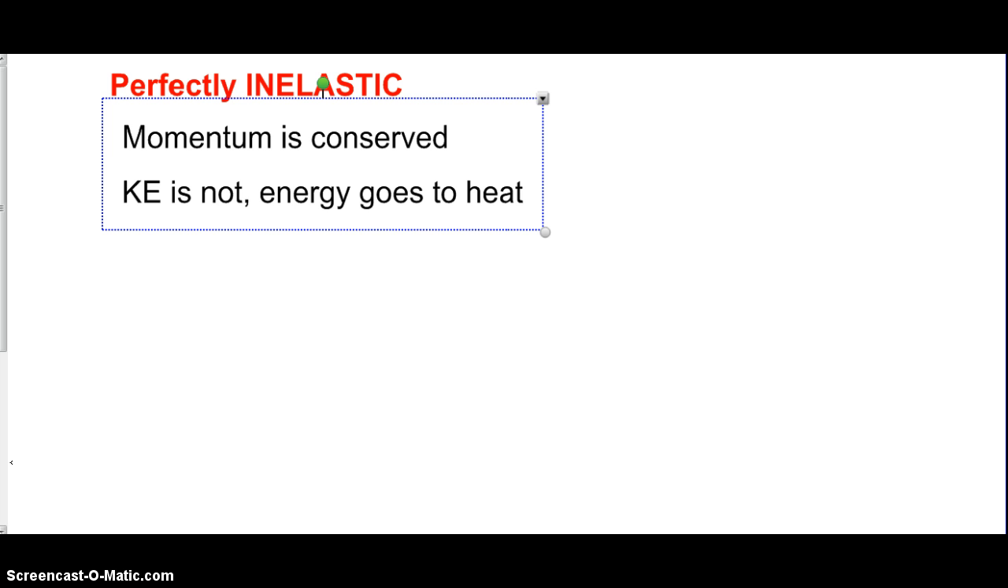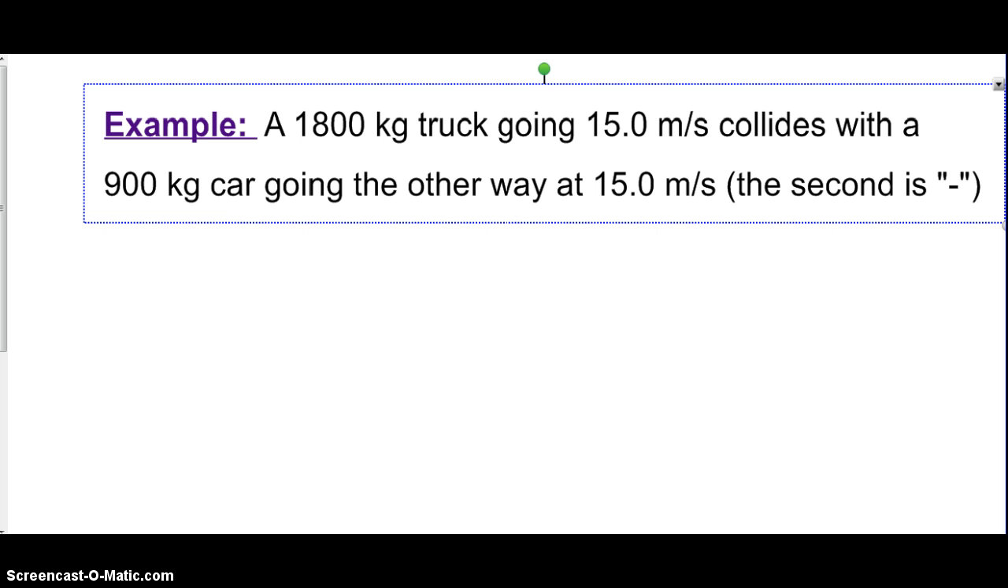So in a perfectly inelastic collision, momentum is conserved, kinetic energy is lost, it goes to heat, and we're going to do an example of this, which is a car crash. Well, I know, it's kind of sad. So let's say that we have a truck going this way, a car going this way, and at the end, you're going to have this mass, and it'll eventually go this way.